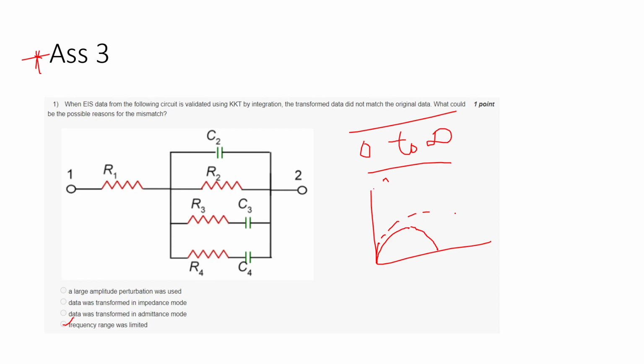Is it clear? Yes, so please go through the previous session also. We had discussed this, and I remember someone asking me a doubt based on this. If you are doing a KKT test, you should have the data over the entire frequency region.